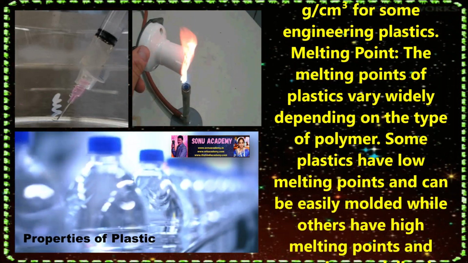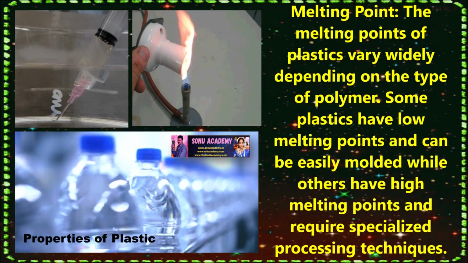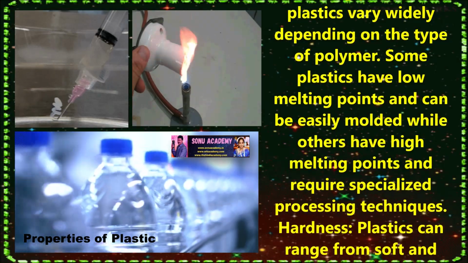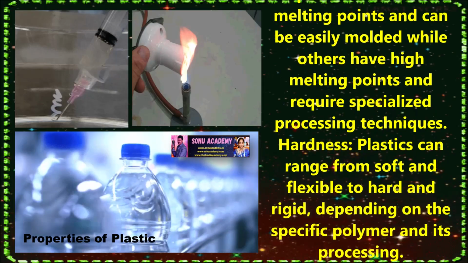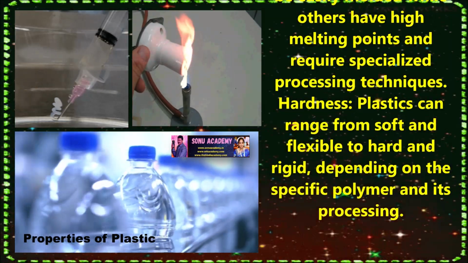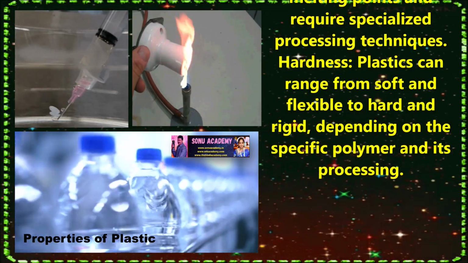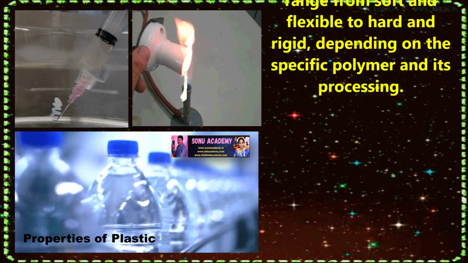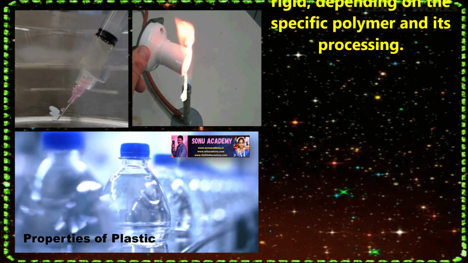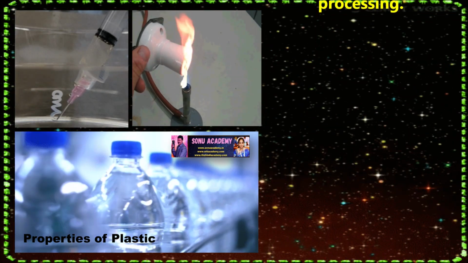Melting point. The melting point of plastics varies widely depending on the type of polymer. Some plastics have low melting points and can be easily molded, whereas others have high melting points and require specialized processing techniques. Hardness. Plastics can range from soft and flexible to hard and rigid depending on the specific polymer and its processing.